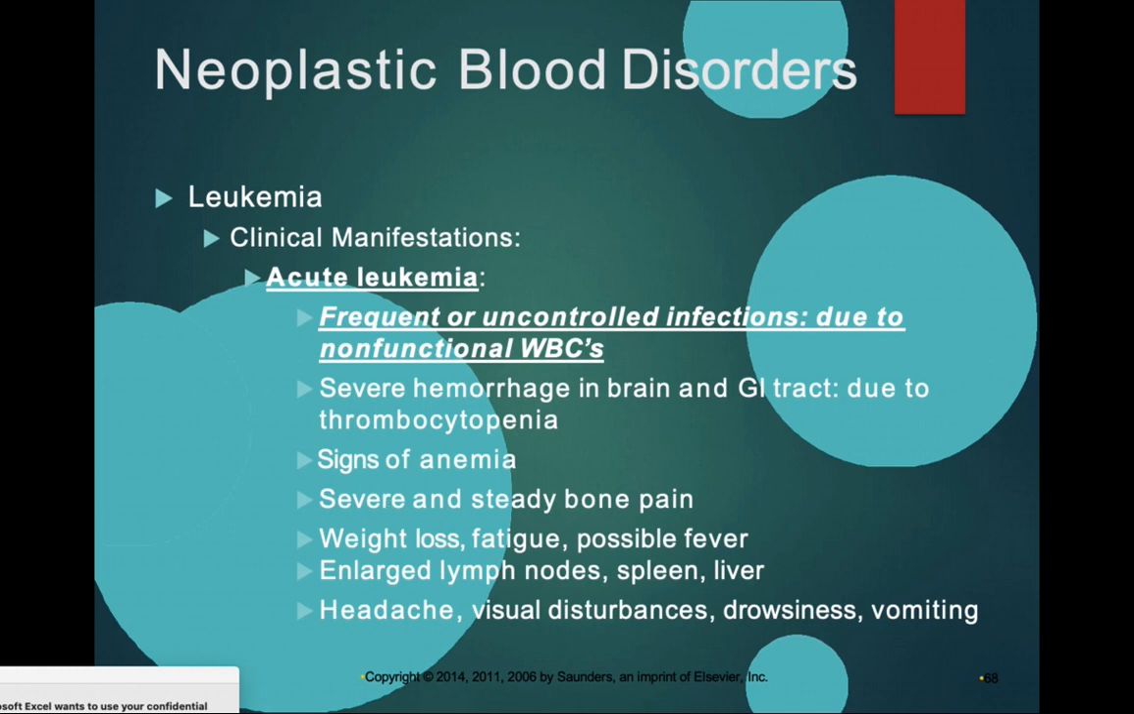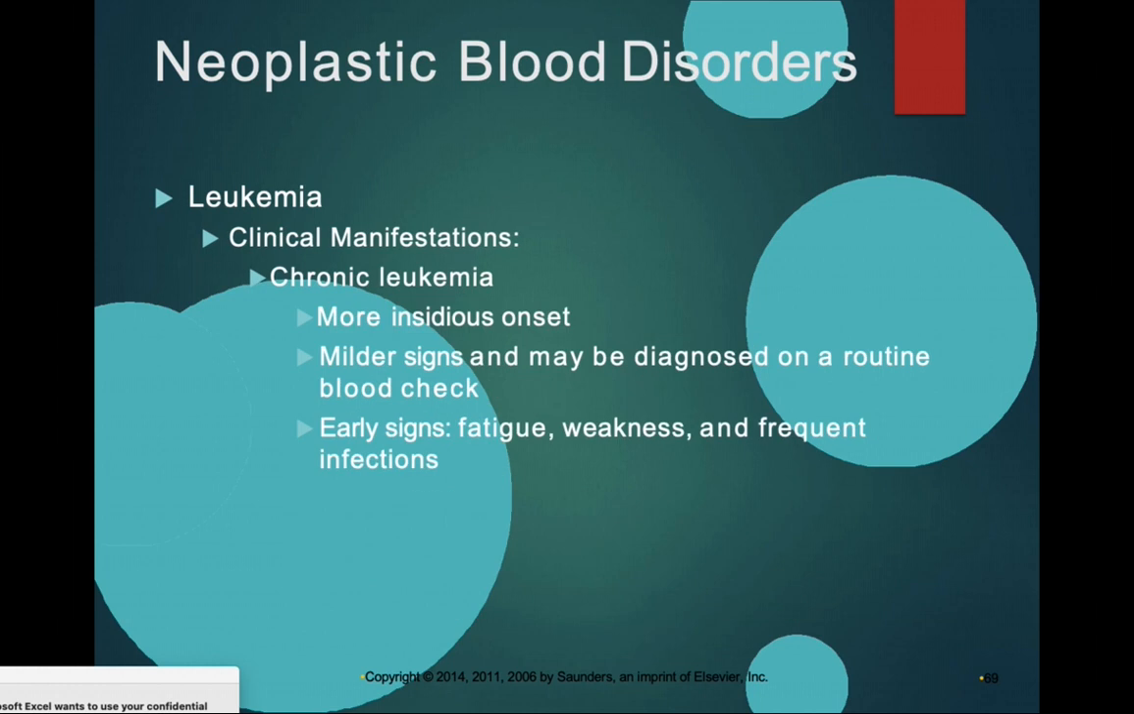There could be weight loss, fatigue, fever, enlarged lymph nodes. Spleen and liver can also become enlarged. A headache, visual disturbances, drowsiness, and vomiting with acute leukemia. This one, really important to know that there are uncontrolled infections due to non-functional white blood cells. Really important there with the acute leukemia.